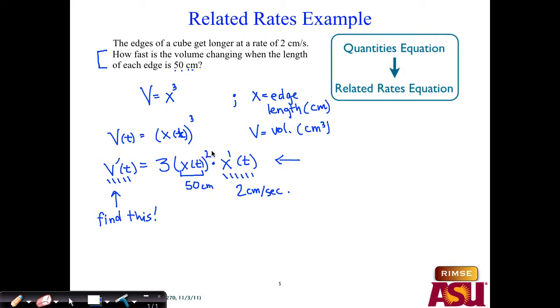So we're supposed to find V prime of t, and you can see it's equal to 3 x of t squared times x prime of t. And I know the values of both of those pieces in there. So V prime of t, just by substituting in, is 3 times 50 squared times 2. Now, I don't know what that number is off the top of my head, but this is a number, and the result would be, you can even see from this, centimeters squared times centimeters per second, whatever this number is. So I'll let you figure that out if you want to. But I'm going to stop at that for today.